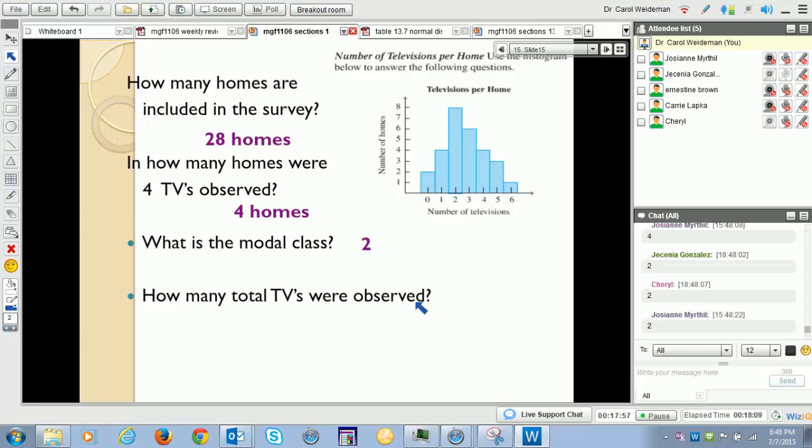How many total TVs were observed? Total TVs. So 0 here. Let's hope we can get this right this time. So there's a 4 here. This is a 4. And then 2 times 8 gives me 16. Tell me if I'm making a mistake here. 3 times 6 gives me 18. 4 times 4 gives me 16. 3 times 5 gives me 15. And then let's not make a mistake on this last one. It's a 6. So anybody add them up? It is 75, yes. 75 total TVs were observed in the survey.